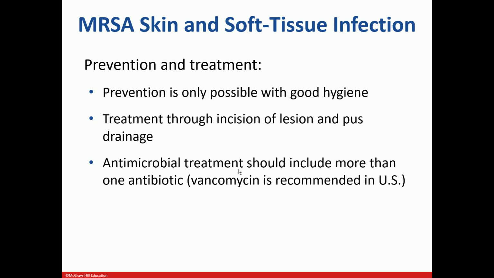Okay, how to prevent that? That's very important to know. So prevention is by good hygiene, so maintain good hygiene. And as I said, sometimes this lesion has to be treated by medicine, and the pus is drained out. To treat them, as I said, they are resistant to multiple antibiotics, so they need to be treated with multiple antibiotics, and usually vancomycin, which is a broad spectrum antibiotic, is recommended in the US to treat these kind of infections.